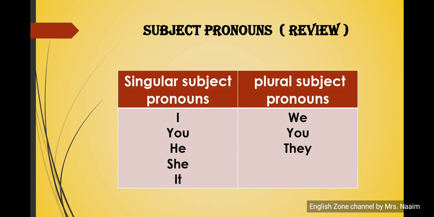Alright, as you can see here in the table below, subject pronouns are two categories: singular subject pronouns and plural subject pronouns. For singular subject pronouns, there are I, you, he, she, and it. And for plural subject pronouns, we have we, you, and they.